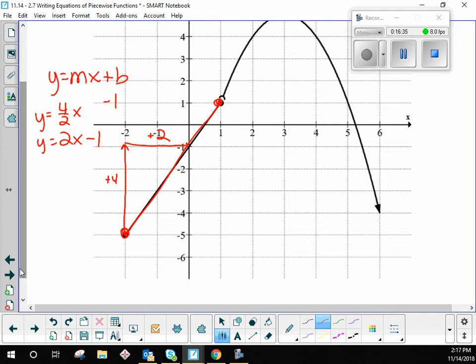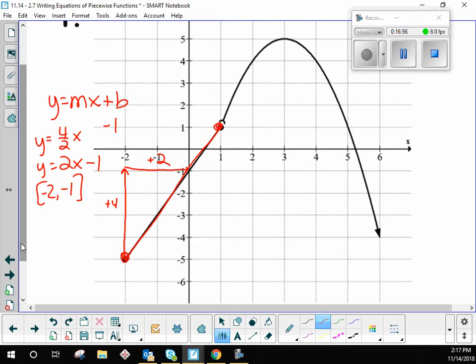And just real quickly, I'm going to throw down the domain and interval notation. I'll figure out the inequality later. This is from -2 included to 1 included. So I'm just going to make a note about that. Okay, and I'll write it as an inequality in a bit when I'm trying to be all formal. So that's the first piece.